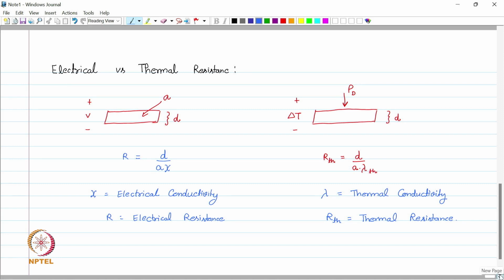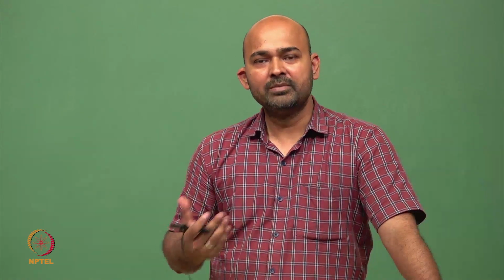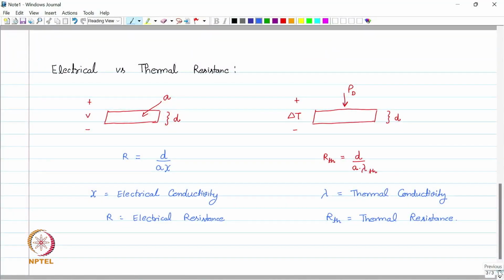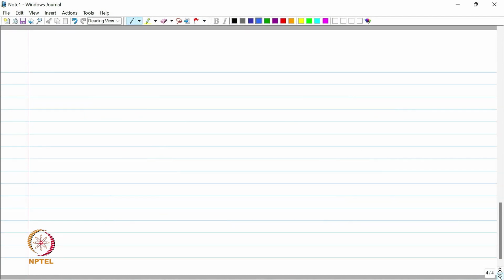So this is the electrical versus thermal resistances. Both behave in a similar way, except instead of voltage difference, we apply the temperature difference, and instead of the current flow, we have heat flow flowing through the material. Similarly, we have electrical and thermal capacitances, which are analogous to each other.